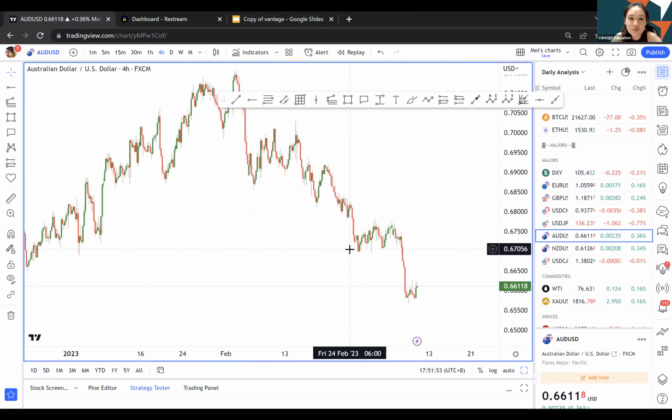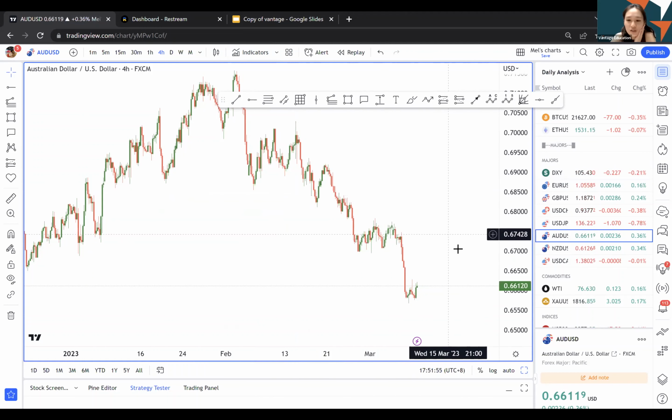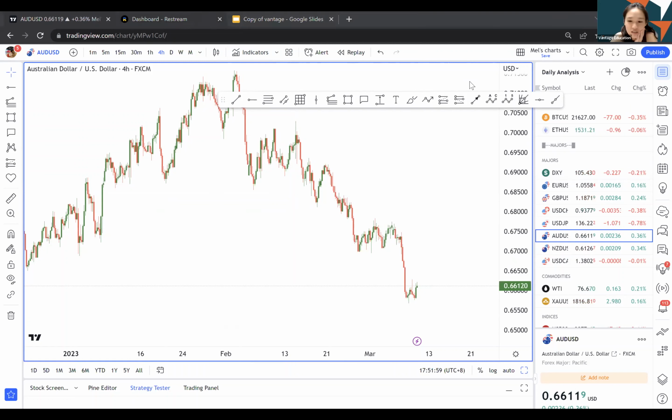Okay, I think we have time to analyze one more major currency pair. Let me see if we have any other requests. Okay, no. Okay, but let's analyze Aussie dollar together then.